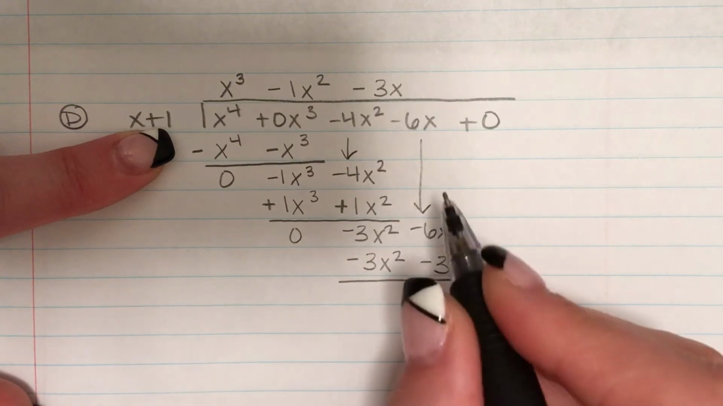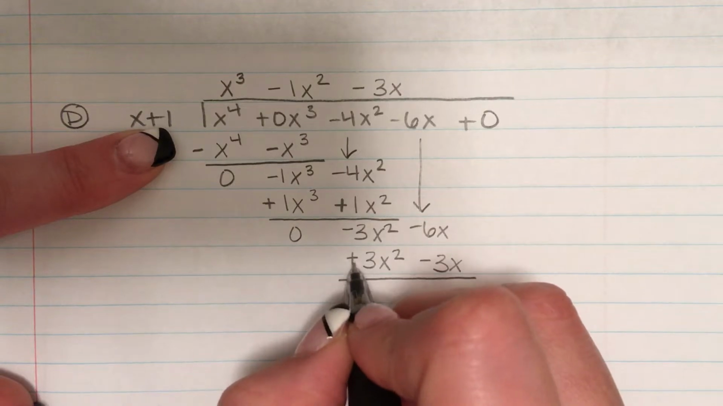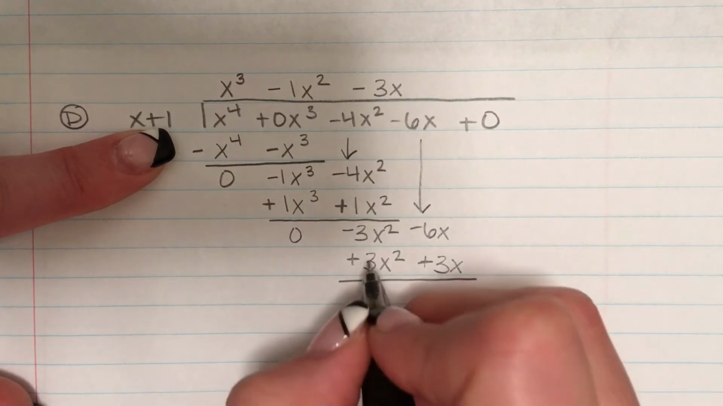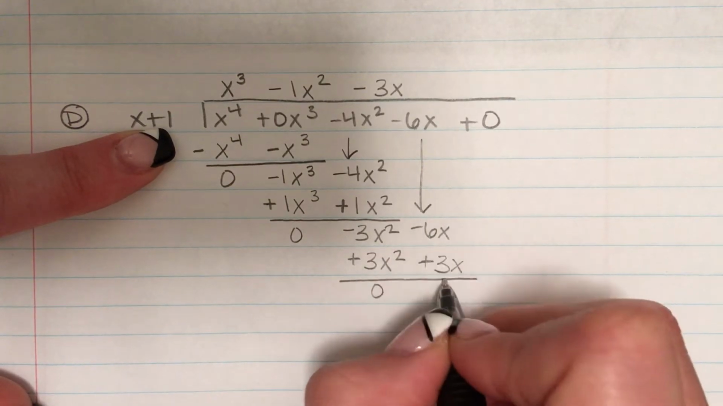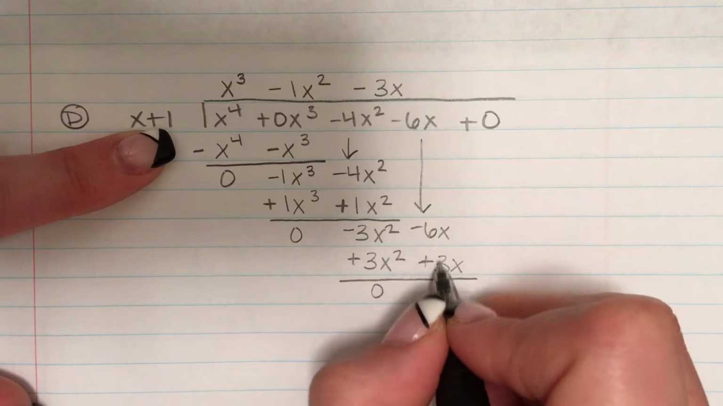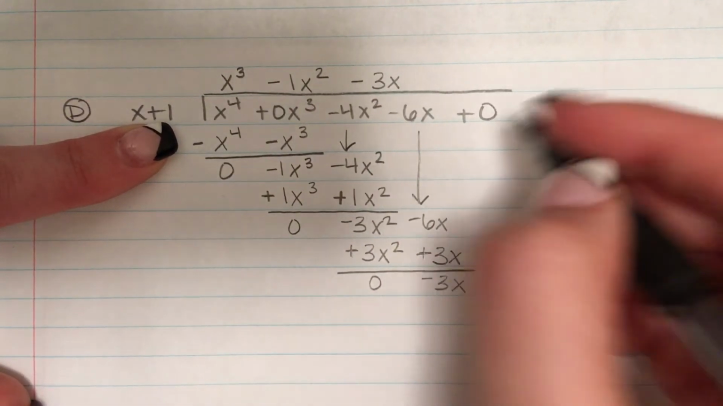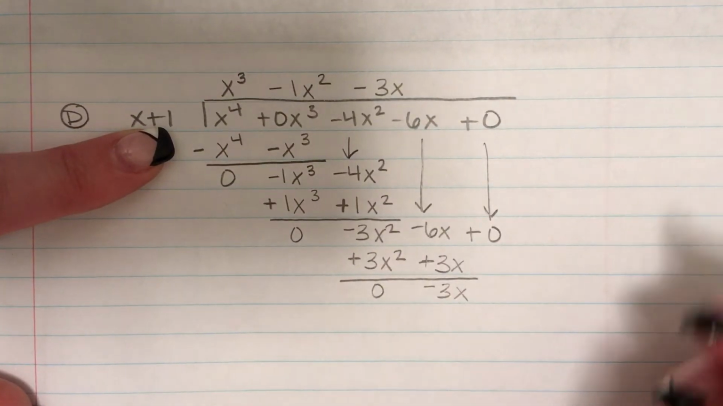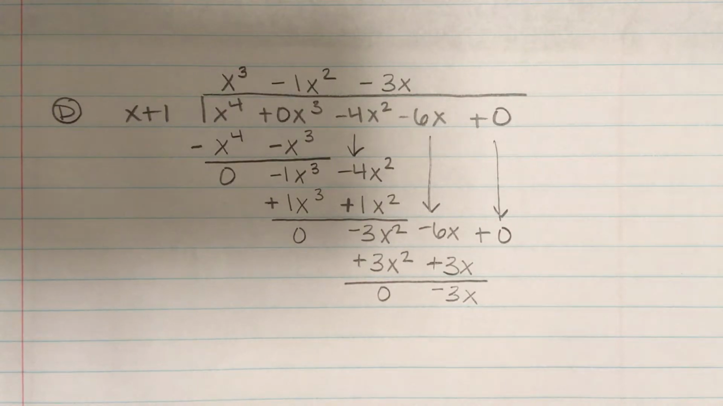And I draw the line, and we're subtracting. So subtracting a negative 3x squared means minus minus makes a plus. Minus minus makes a plus. So these are 0 like they should be. That subtracts to give you negative 3x. I'll go ahead and drop down the 0. Go ahead and see if you can do the next step.